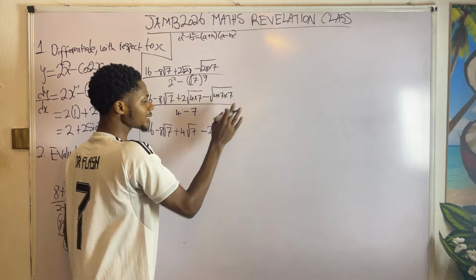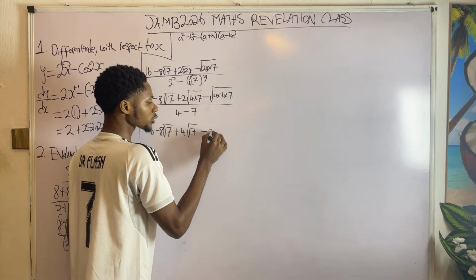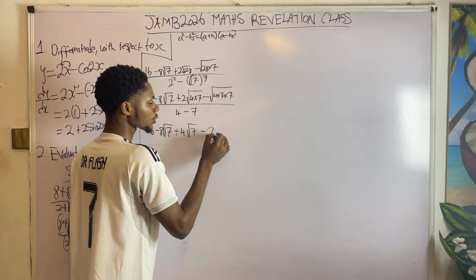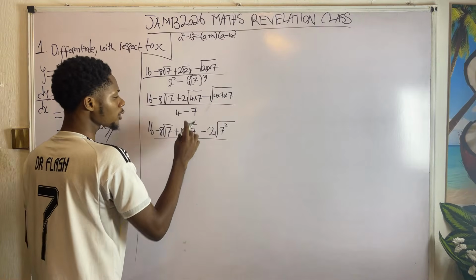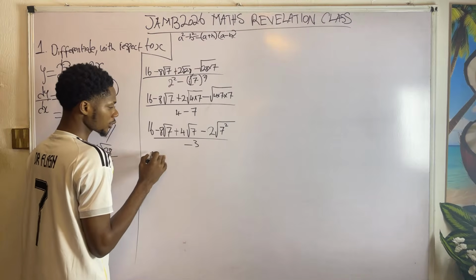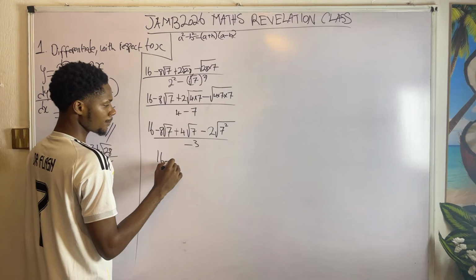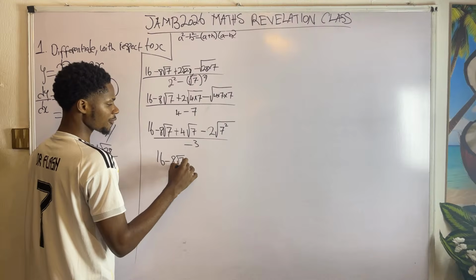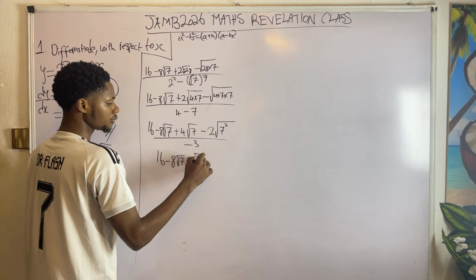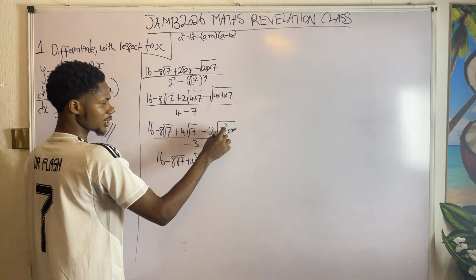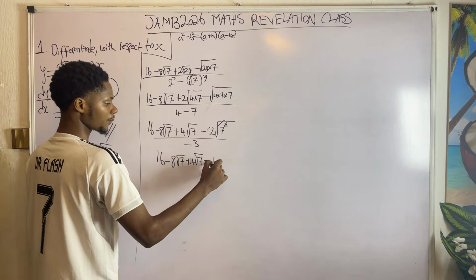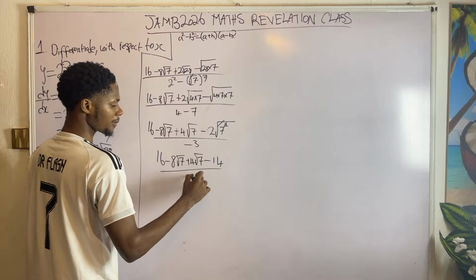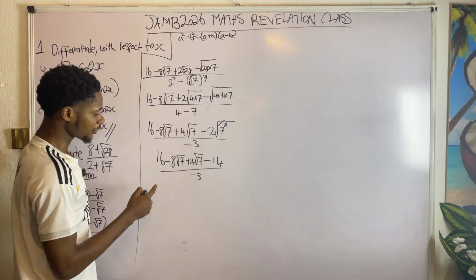So we can write this as, square root of 4 is 2. We're left with square root of 7 times 7, that is 7 squared. Divided by 4 minus 7, which is minus 3. So we have 16 minus 8 root 7 plus 4 root 7 minus square root of 7 squared. The square cancels the square root, so what am I left with? 2 times 7, that is 14, divided by minus 3. Okay, and let's simplify further.